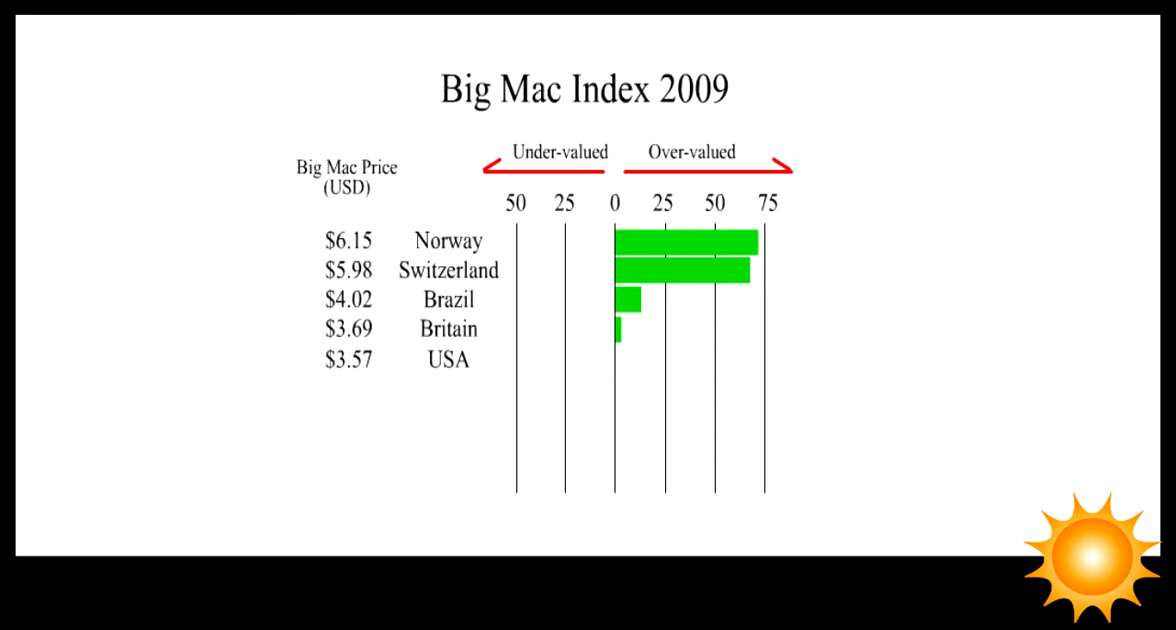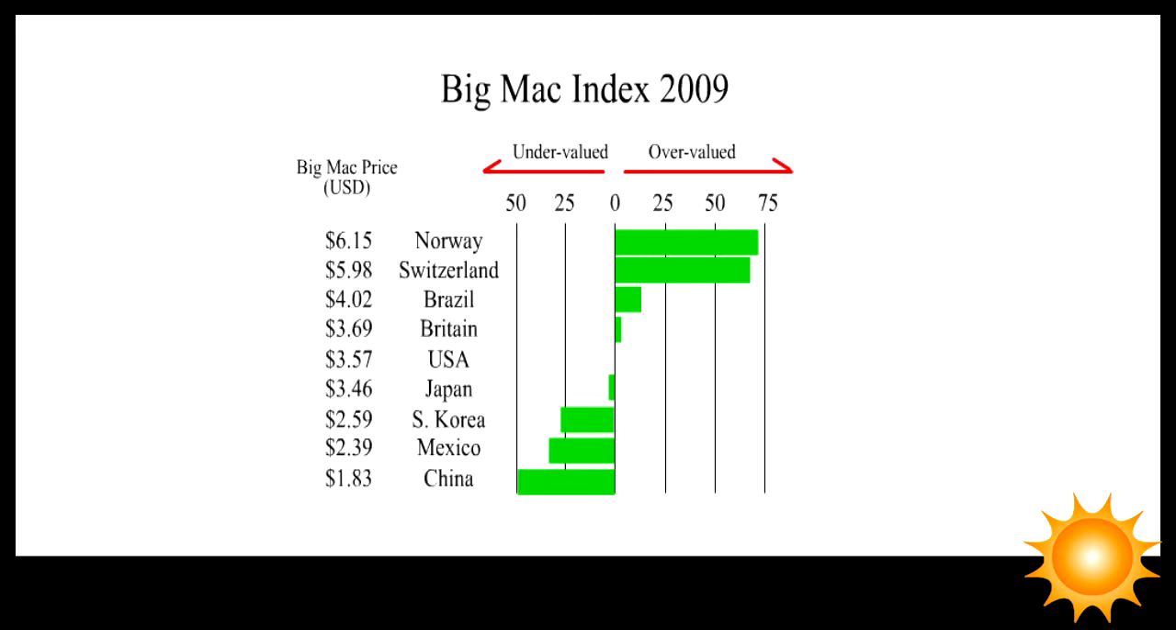Which country had the least expensive Big Mac? Japan sold its Big Mac for $3.46, South Korea for $2.59, Mexico for $2.39, and China for $1.83. So China had the least expensive Big Mac in the world.